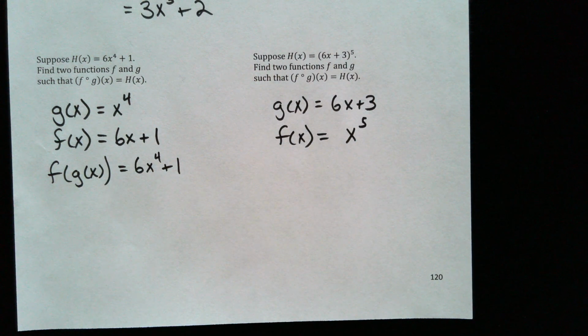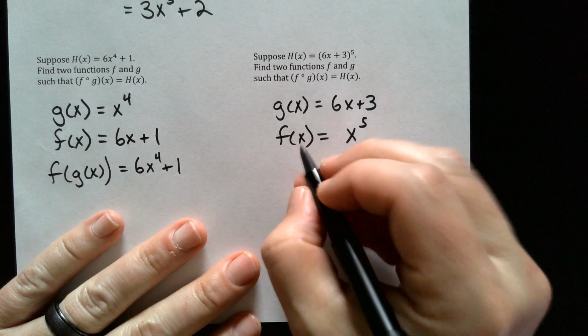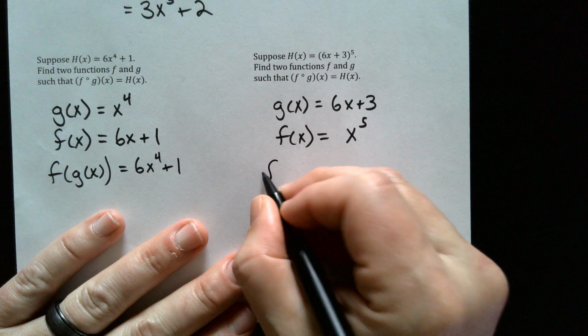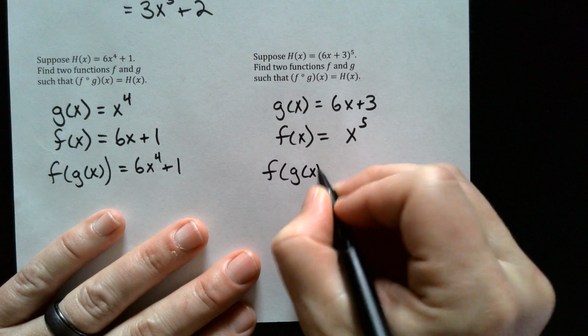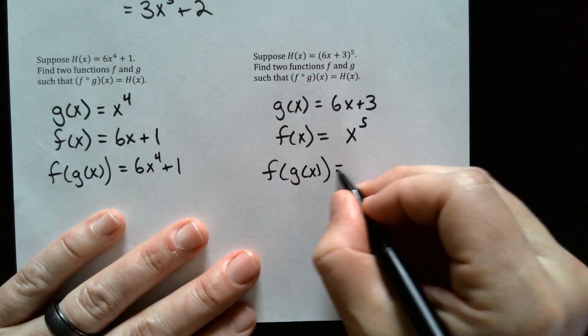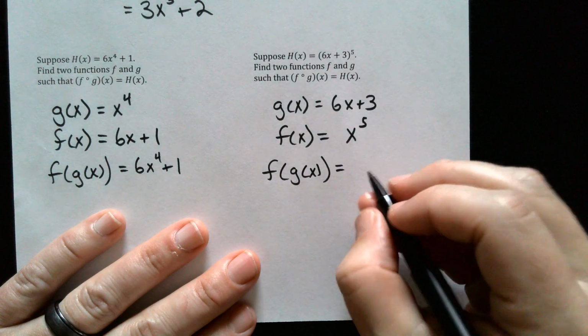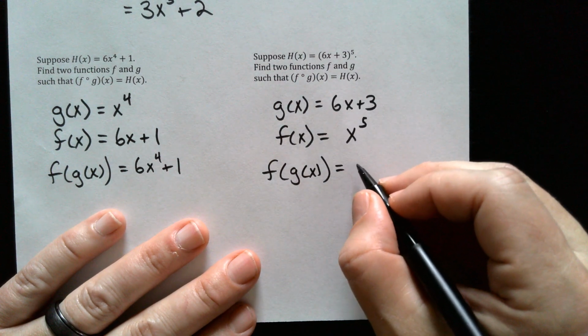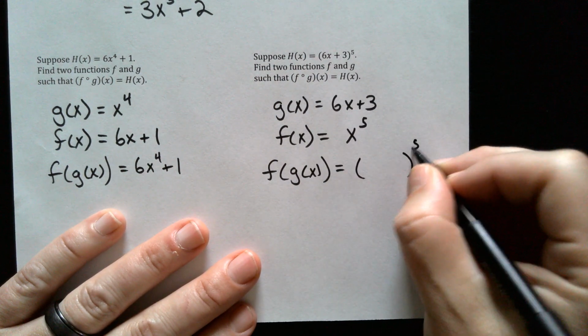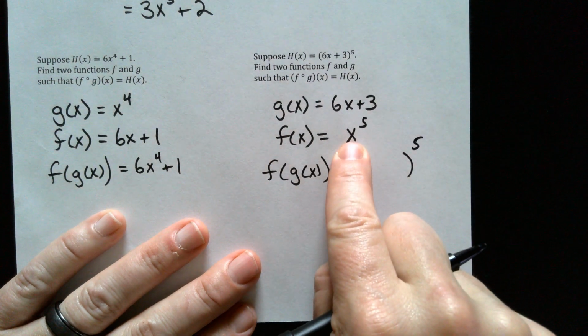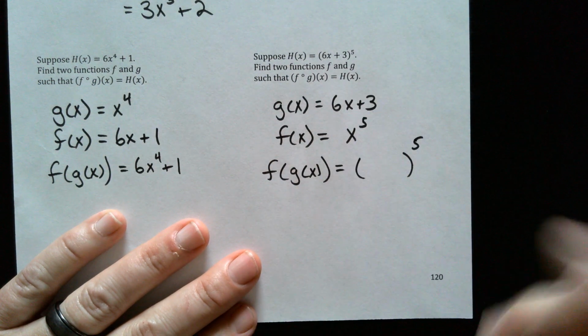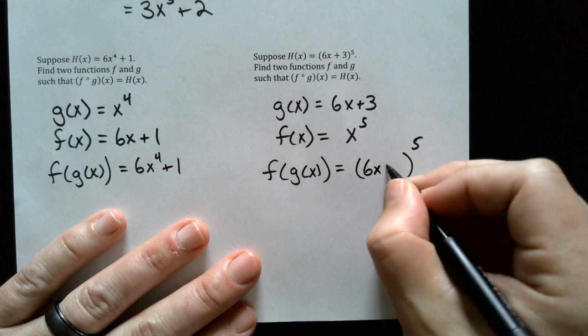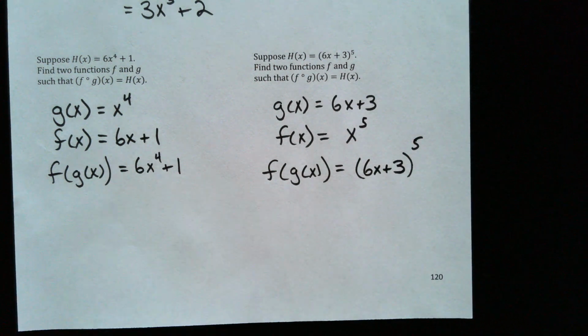Okay, so the power of 5 goes with the f of x, and the expression without the power is g of x. Now, if this is true, then I should be able to do f of g of x and get the original. So let's see, f is x to the fifth, but instead of an x to the fifth, in place of x, what am I writing? 6x plus 3. So you have 6x plus 3. Is that like the original? Yes, it is. So we got it correct.